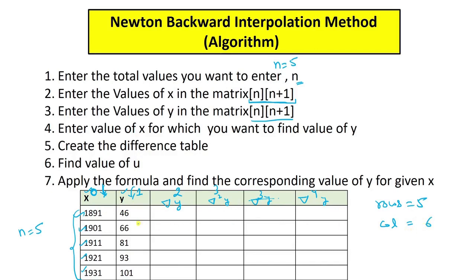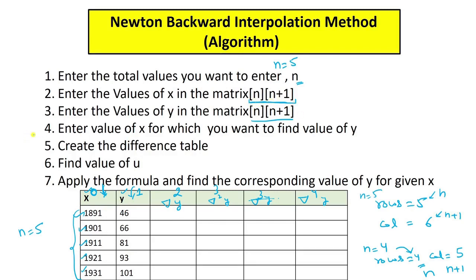If we have n equal to 4, then how many rows? There will be 4 rows. And how many columns? There will be 5 columns. So you can see that for n equal to 4, the row number is equal to n and the column number is equal to n plus 1. Similarly, for n equal to 5, this is n and this is n plus 1. That's why I'm taking the size of the matrix as n plus 1.